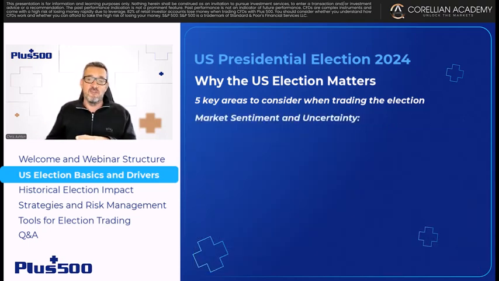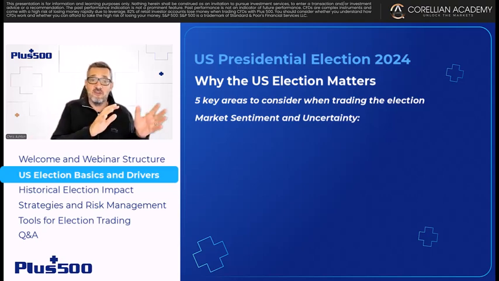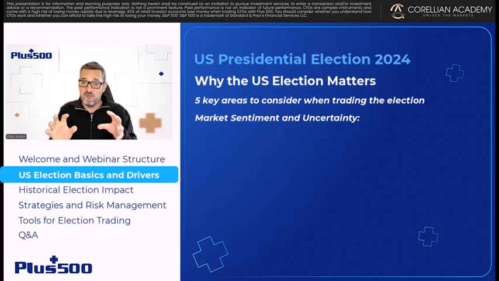Now, the final reason is market uncertainty and market sentiment. As you can see from this brief summary, there are lots of ways this election can go. The lead up to the election, as well as the outcome, can cause market volatility as traders try to anticipate which candidate will win and what the resulting policies will be.